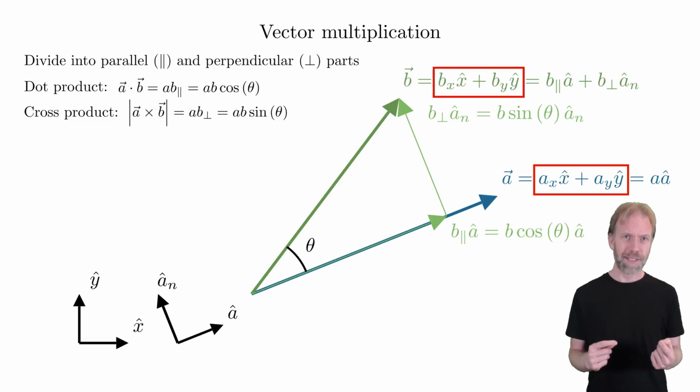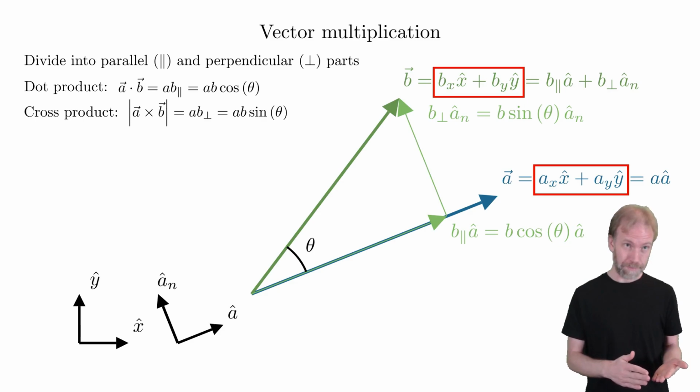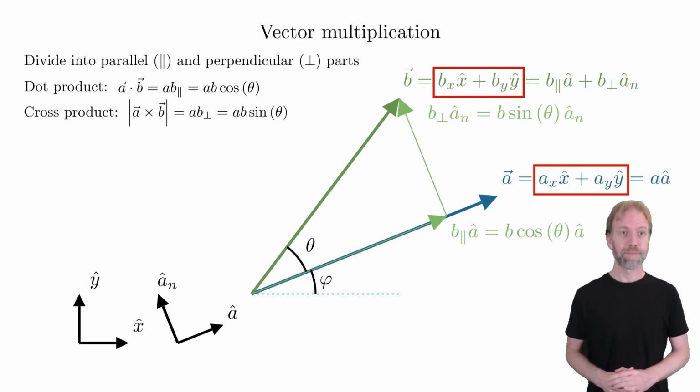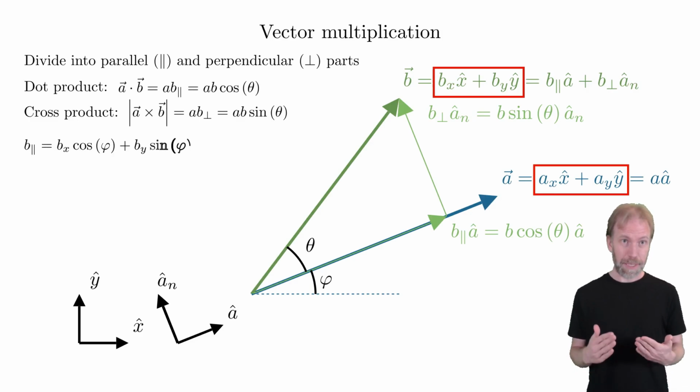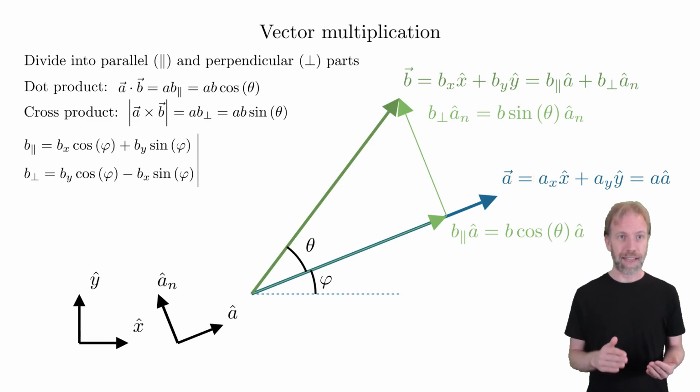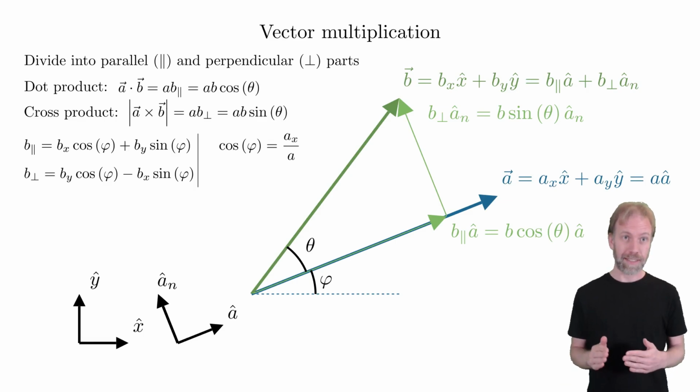Assuming that we're using Cartesian coordinates, it can be useful to write these operations in terms of the coordinates instead. To do this, start by introducing the angle phi between a and the x-axis. If we use the expression for rotation of the coordinate system we derived in the previous video, we get that b parallel is bx cosine phi plus by sine phi, and b perpendicular is by cosine phi minus bx sine phi. From trigonometry, we can also see that cosine phi is ax over a, and sine phi is ay over a.